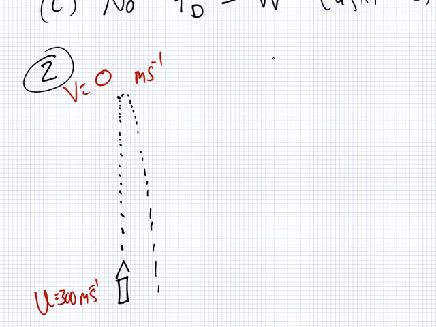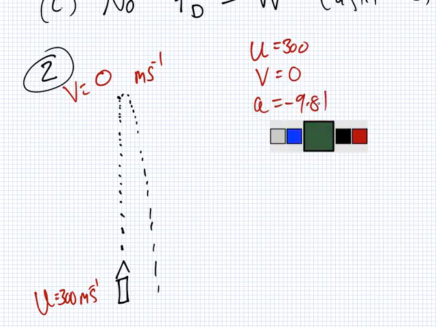Okay, so let's get the time to get to the top. The U, 300. The V, 0. The A, minus 9.81. And that's enough information, isn't it? What formula to use, though? V equals U plus A T.